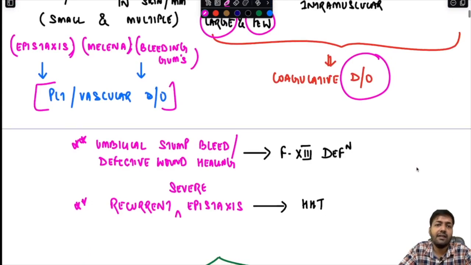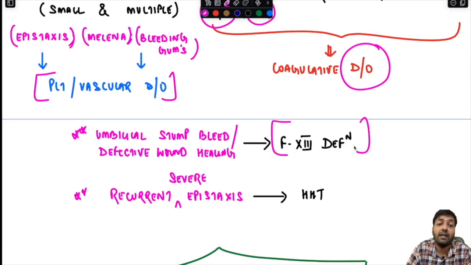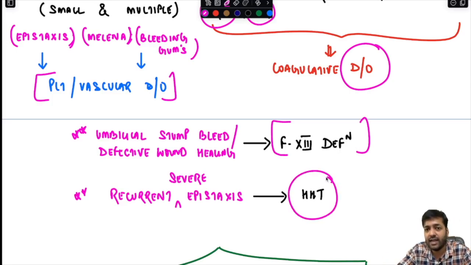Then again there are certain other types of bleeding which are also throwing light, like for example umbilical stump bleeding or defective wound healing is suggestive of bleeding because of factor 13 deficiency. Or there is recurrent severe epistaxis, it is suggestive of hereditary hemorrhagic telangiectasia, okay.